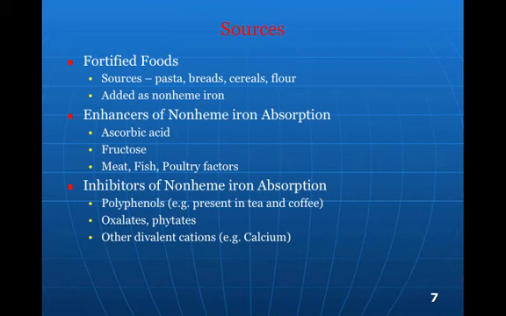There are also what are called meat, fish, poultry factors, MFP factors. These are considered to be small peptides or amino acids that help keep iron soluble in the gut and can enhance its absorption efficiency. So when you consume animal products, not only do you get heme iron, which is a good source because of its efficiency of absorption, there are also digestion products from meat, fish, and poultry that help iron absorption.